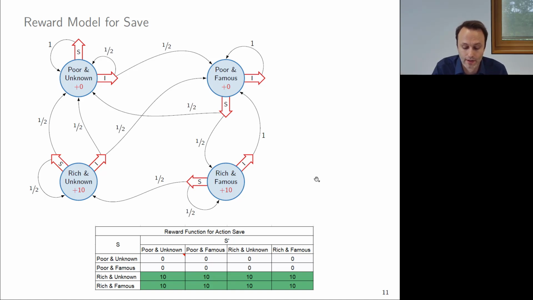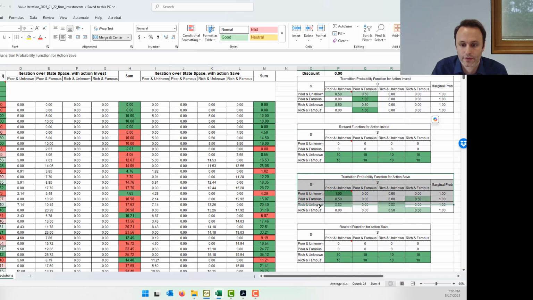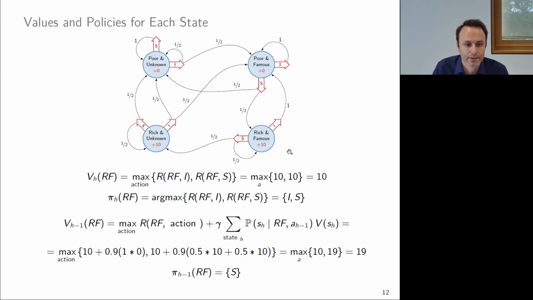I have actually done this in an Excel sheet, so you can play around with these numbers later. To show you how this looks, here we have the discount factor, where you can change the discount factor and the transition probabilities in the transition matrix for invest, and also for save, and the reward functions that are identical for invest and save. And with this, we can do value iteration, which is also shown in the Excel sheet.